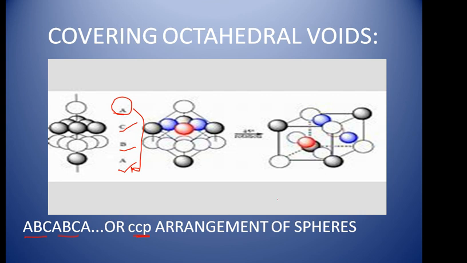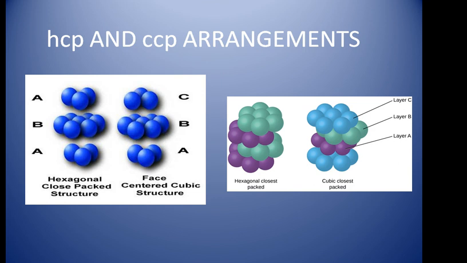And you see this figure, CCP structure is nothing but the FCC type of crystal. Cubic close packed CCP arrangement is equal with the FCC type of crystal, and this is ABC type of arrangement. See this once again, there should not be any kind of confusion.